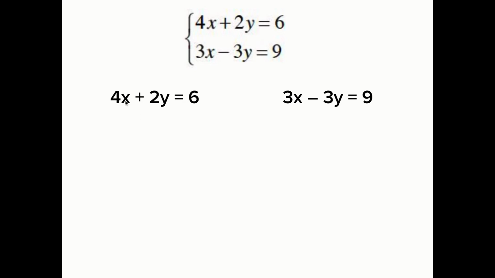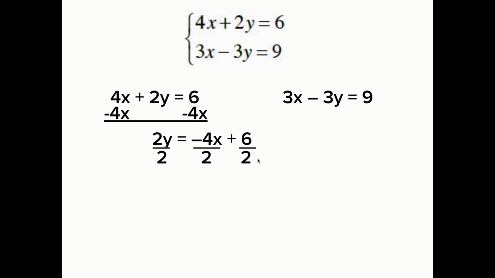So starting with this one, to solve for y, I'm going to subtract the 4x term over, so the x's cancel. I have 2y equals. Remember, the x term always goes first, so negative 4x, and then the positive 6, the number by itself, goes at the end. Still need to get y by itself, so I'm going to divide all three terms by 2. The 2's cancel, so I get y equals negative 2x plus 3.